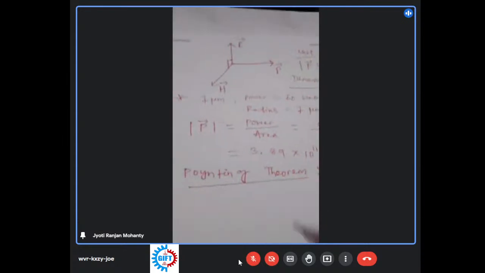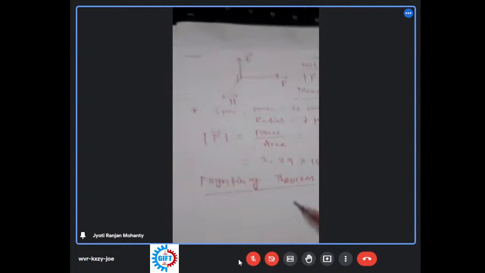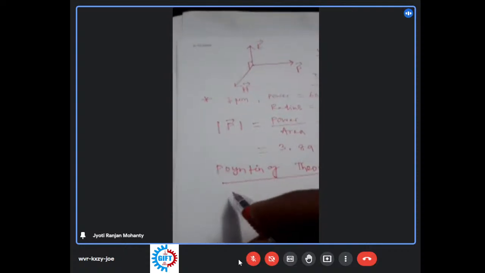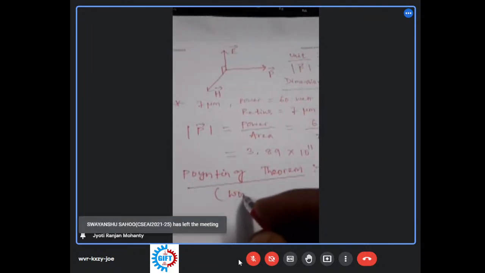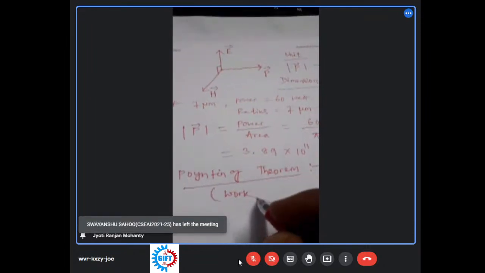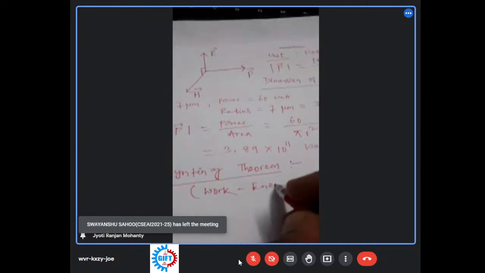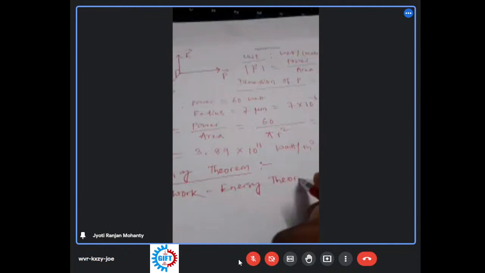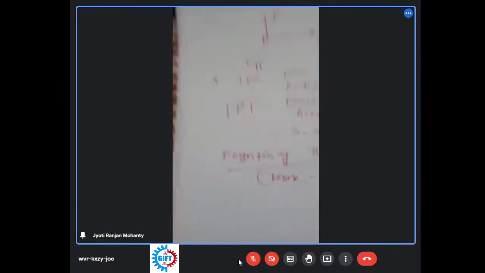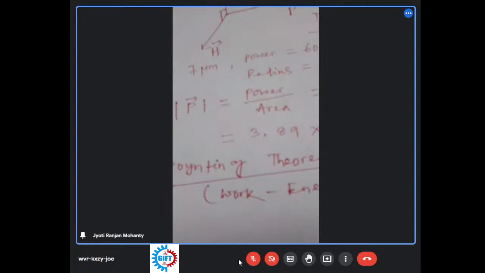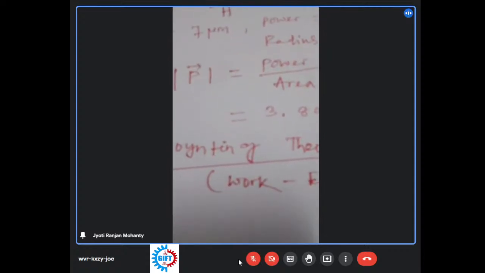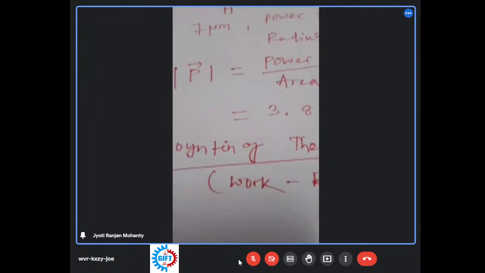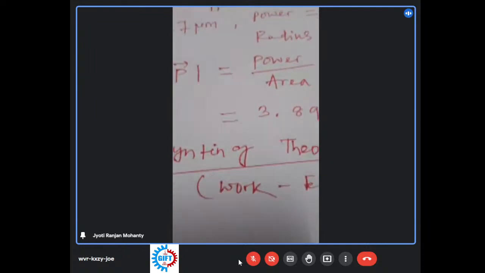So this is pointing vector. This is pointing theorem. See, this pointing theorem is also known as work energy theorem. So you have to remember the statement as per the new syllabus. No proof is required. Previously, proof was there.